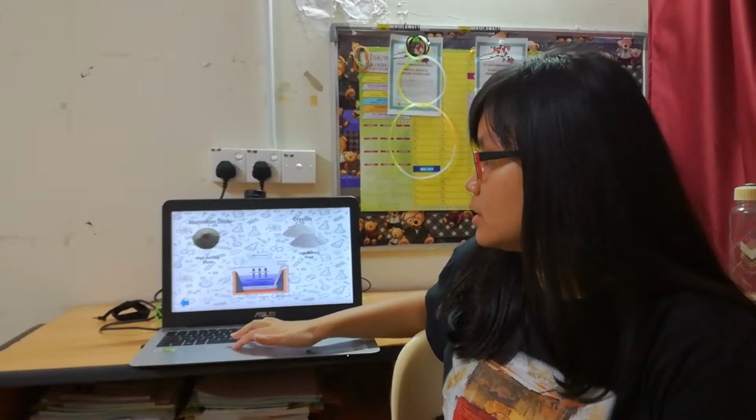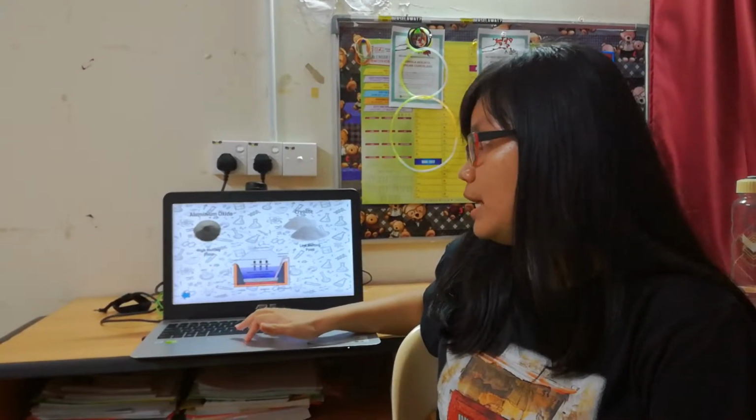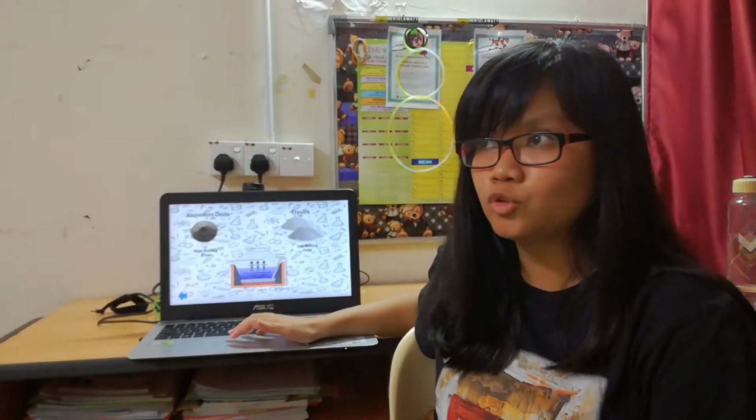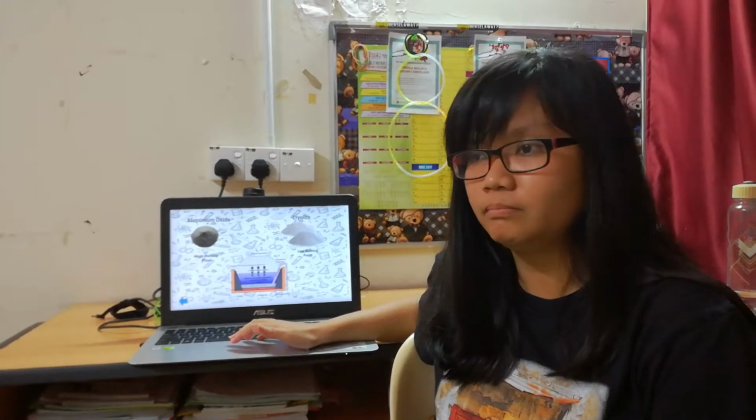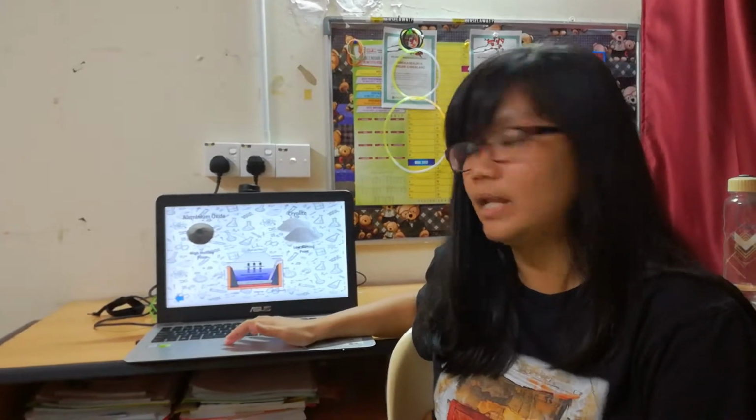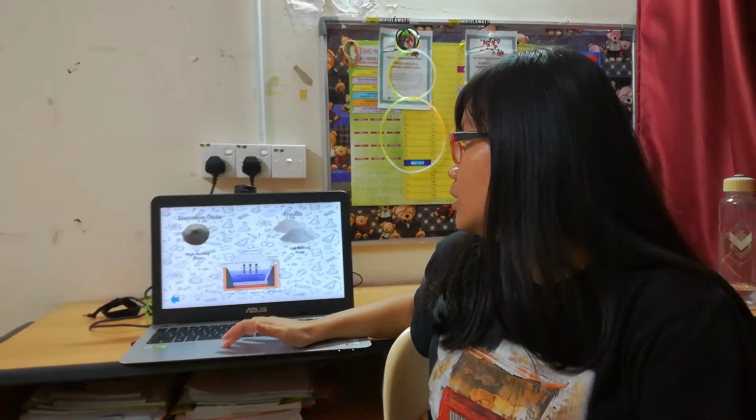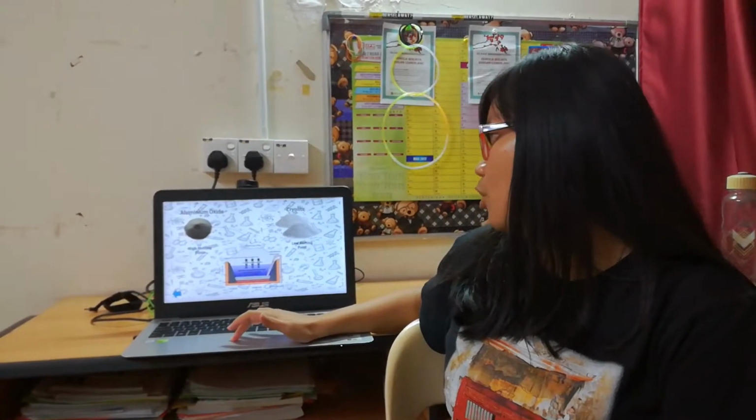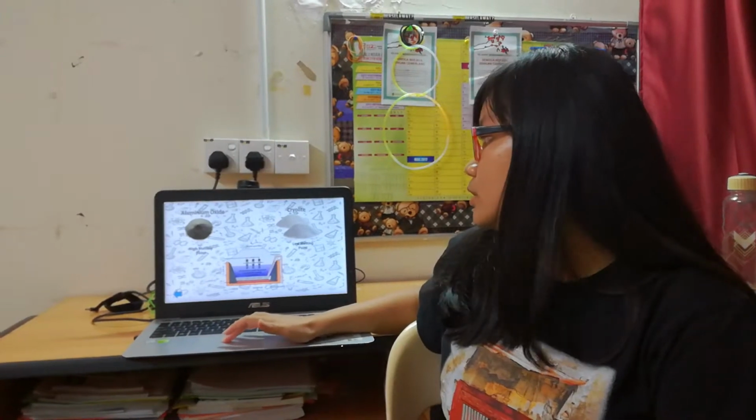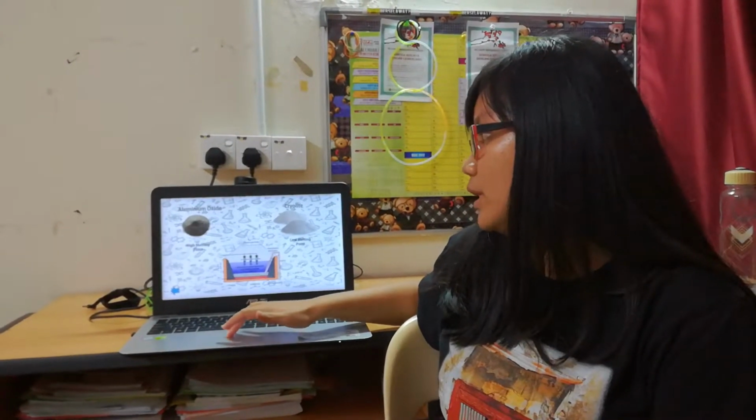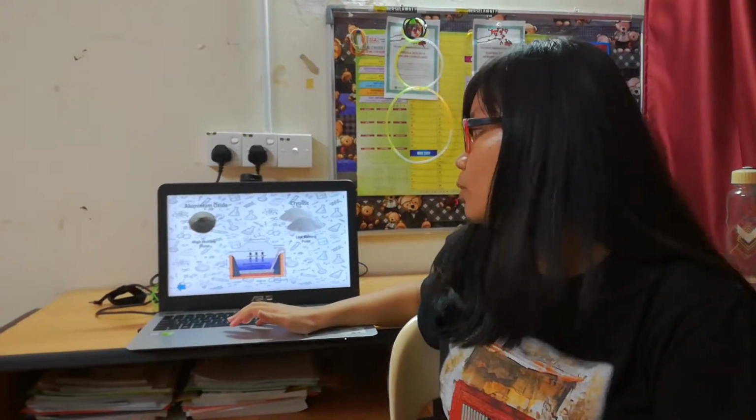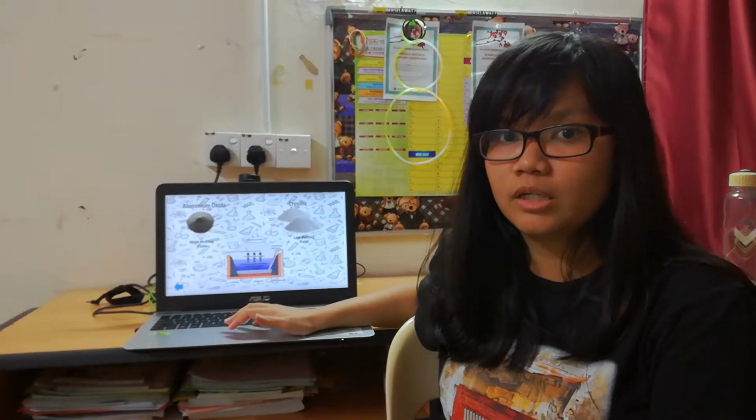But since aluminum oxide has a very high melting point, if we want to melt it into the electrolyte, we need to melt it in cryolite, which is a kind of aluminum compound with a much lower melting point. After we melt it into the electrolyte, next we will see the process of the electrolysis.